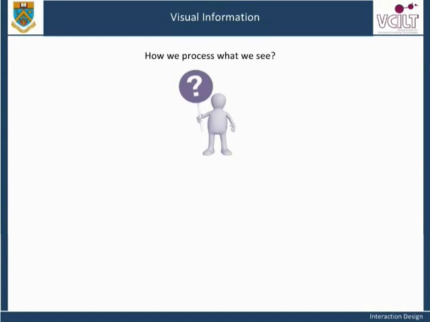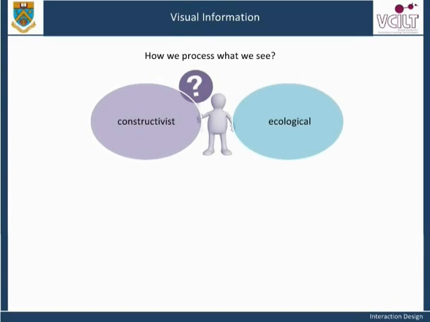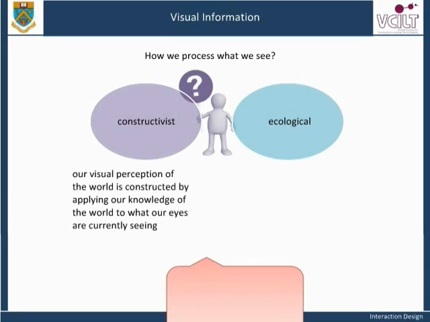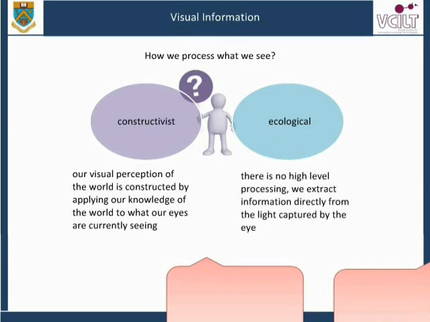Broadly speaking, they fall into two main categories, constructivist and ecological. Constructivist theories state that our visual perception of the world is constructed by applying our knowledge of the world to what our eyes are currently seeing. Ecological theories, however, state that there is no high-level processing. We extract information directly from the light captured by the eye. Neither approach is exclusively correct, and there is much evidence supporting both points of view.